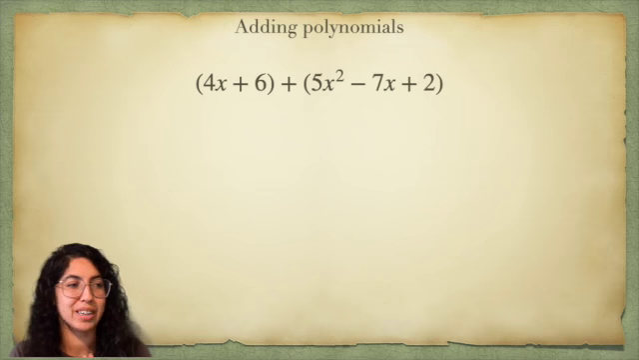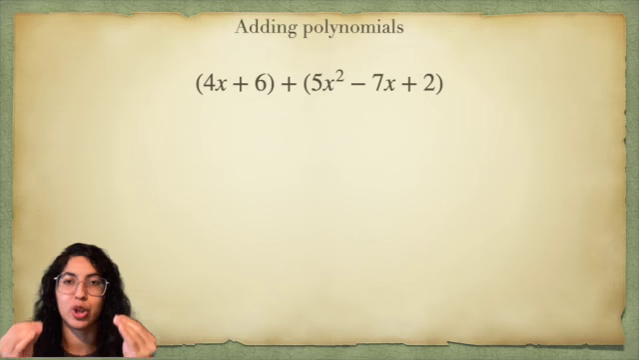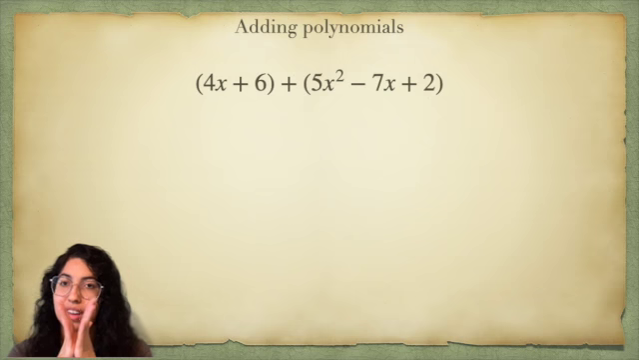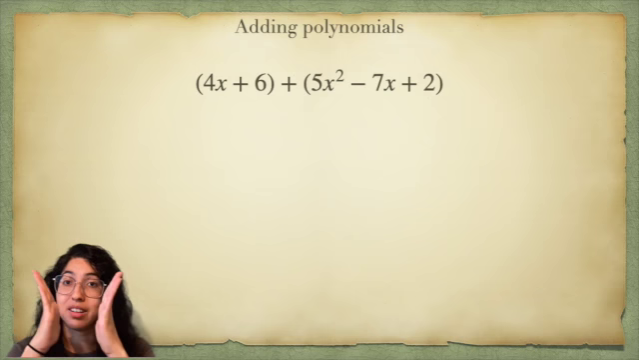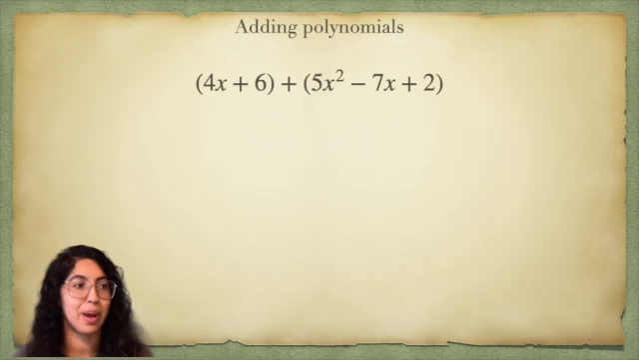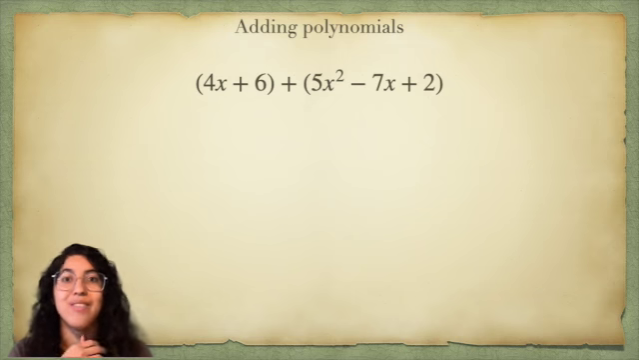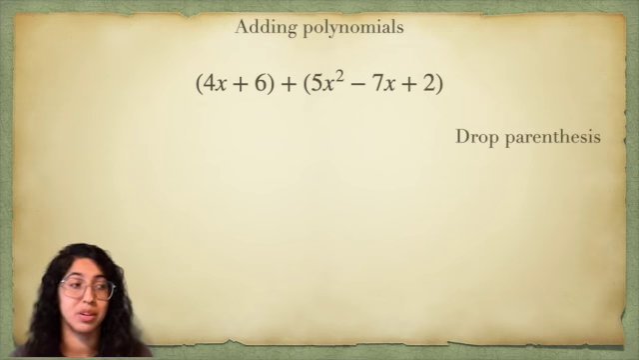Okay, so (4x + 6) + (5x² − 7x + 2). Always look at what's between those parentheses, because if there's nothing, it's multiplication. A plus sign, addition. A minus sign, subtraction, okay? So I'm looking, I have a plus. What does that tell me? That tells me that I can automatically drop the parentheses. I have nothing to distribute. So just go ahead and drop those parentheses.